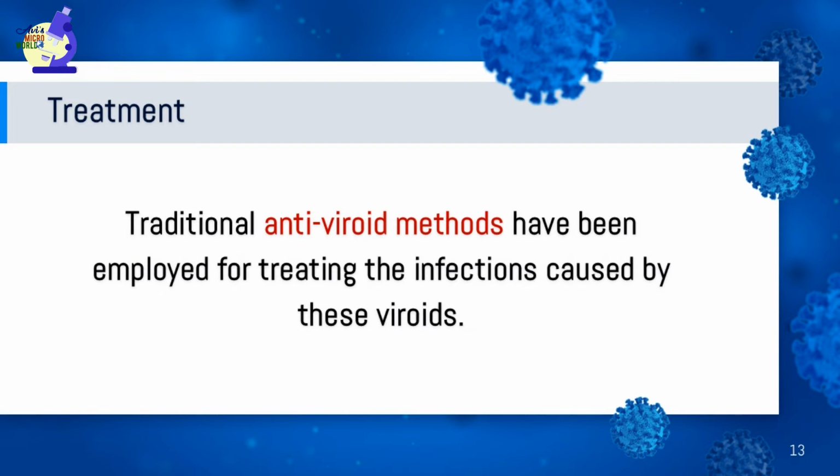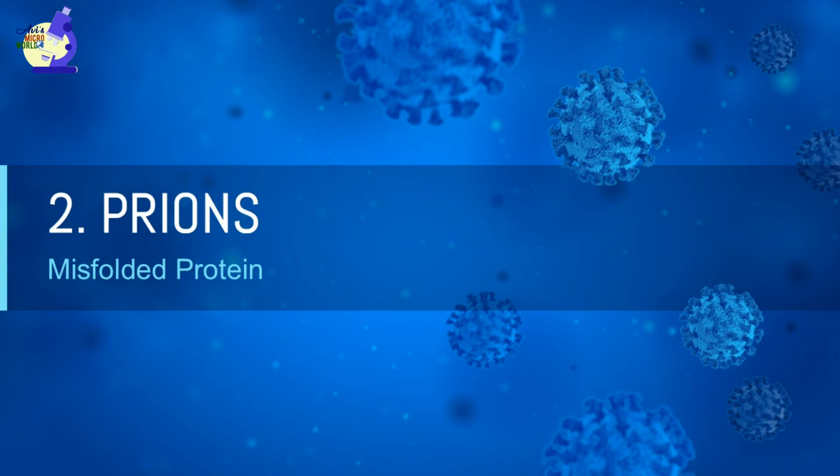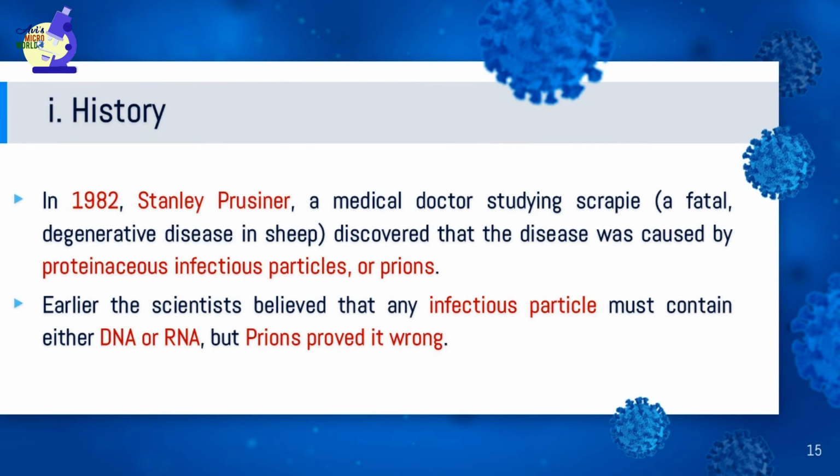The treatment. Basically, the treatment is the traditional antiviral methods which have been employed for treating the infections caused by these viroids. Second topic is the prions, which is basically a misfolded protein. The history.